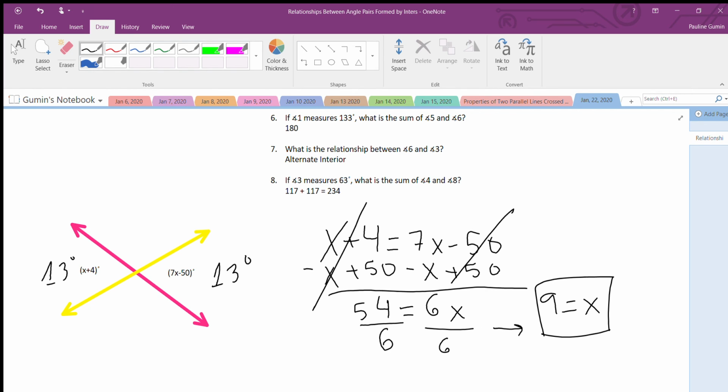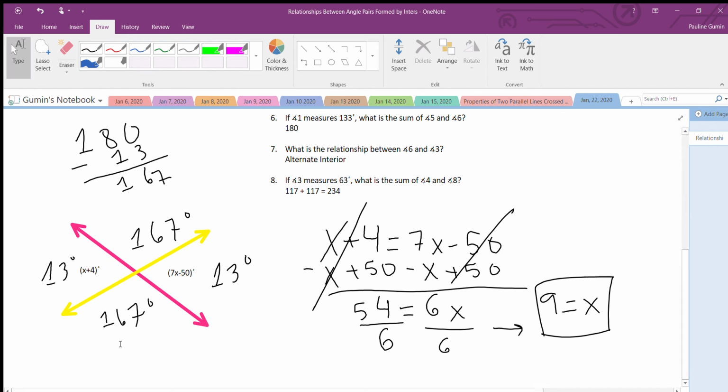Well, what should the other two be? Well, this 13 degrees is a linear pair with whatever this angle is going to be. Just like this one is a linear pair with this unknown or this unknown. All right, a linear pair means we form a line, which means it's 180 degrees. We subtract 13 from 180, and we're going to get 167. So both this angle, whatever its name is, and this angle are both 167 degrees.